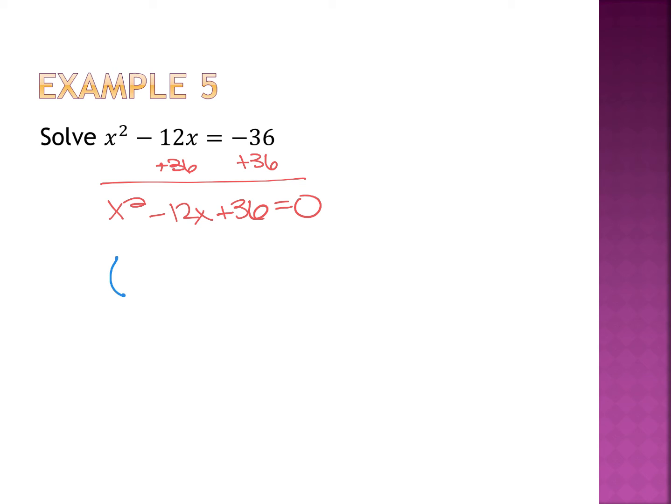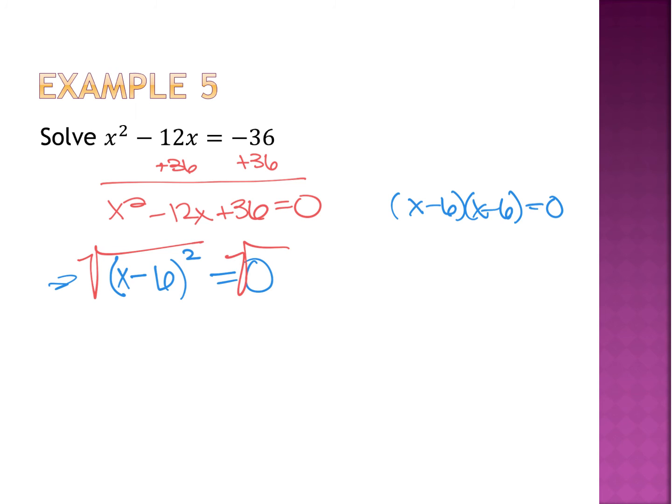I do notice right away that this is a perfect square. So this is really x minus 6 times x minus 6, or x minus 6, the quantity squared, equals 0. If you prefer to do it like this, I'm 100% okay with that too. I'm just going to do it like this so I can save myself a step. Now I need to get rid of my square, and I'm going to undo that by square rooting both sides.